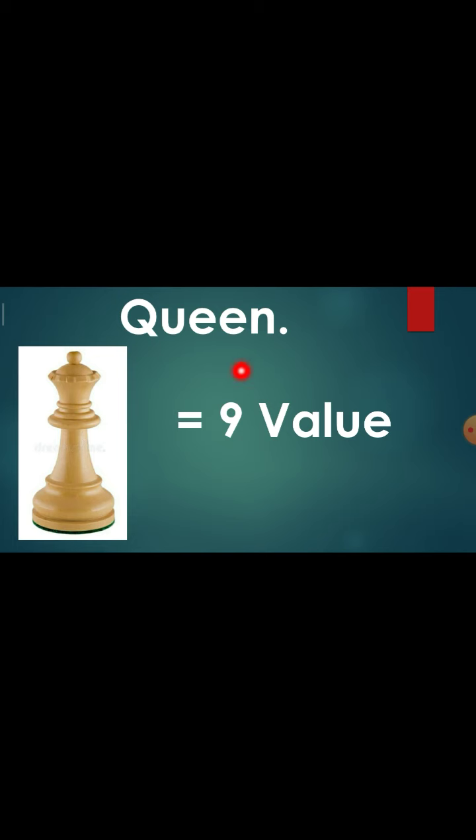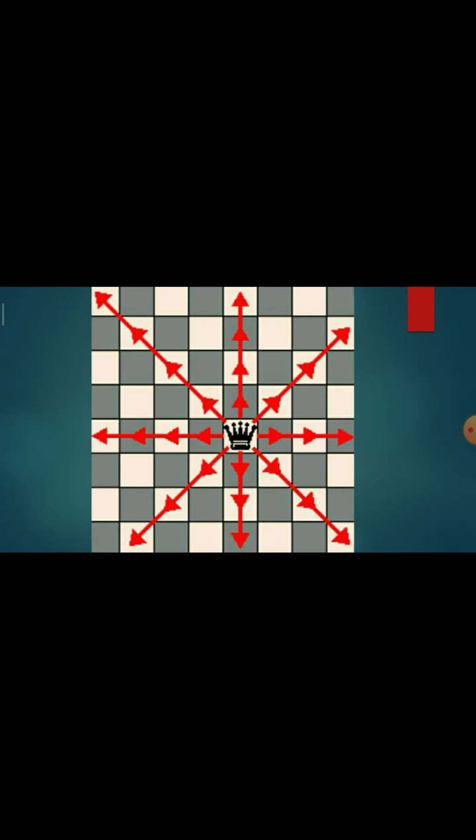Here we can see that it's the queen. The queen has the value 9. It is given the value 9 because it's the most important piece after the king. A queen can move in diagonals, rows, and files, and because of this quality, it is given the value 9. Here all these red arrowheads show the moves of a queen.